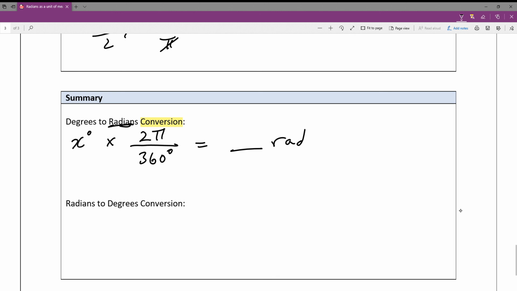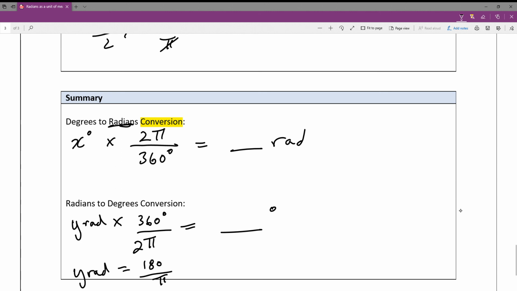And then let's take a look at radians to degrees. Let's say you have y radians, and you're going to convert to degrees, then you multiply by 360 degrees over 2 pi radians, which is equal to something degrees. And again, you can multiply this by 180 over pi if you want, same thing, and then you would get the same answer. Here you can multiply by pi over 180 instead, and then you should get the same answer.